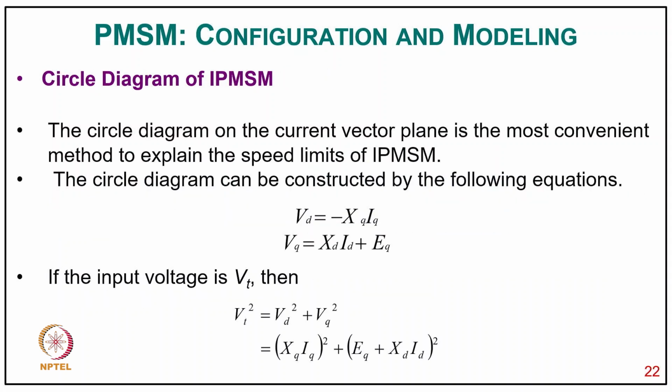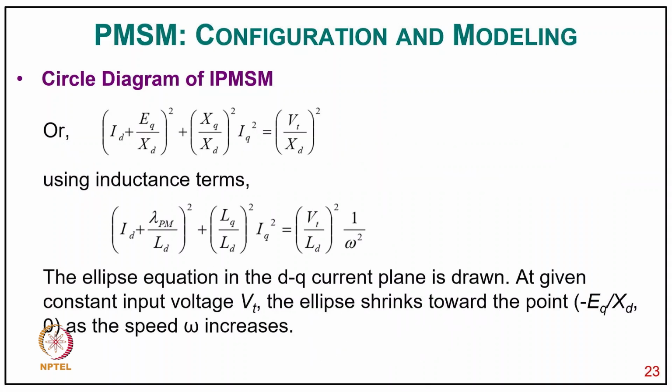So the circle diagram on the current vector plane is the most convenient method to explain the speed limit of PMSM, and the circle diagram can be constructed by the following equations: VD equal to minus XQ IQ and VQ equal to XD ID plus EQ. So if the input voltage VT is there, then VT square equals VD square plus VQ square, or equal to XQ IQ square plus EQ plus XD ID square, or we can say ID plus EQ upon XD square plus XQ upon XD square IQ square equal to VT upon XD square.